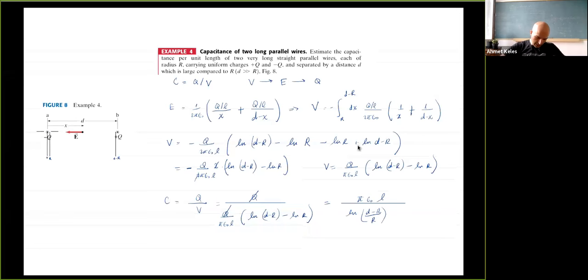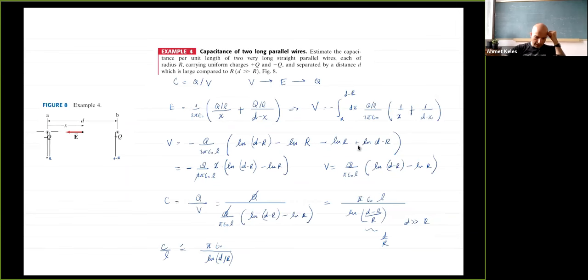But the question is asking for the capacitance per unit length. So C over L is the capacitance per unit length, and we'd also like to do the approximation D much bigger than R. Then this thing is approximately D over R. So C over L is approximately pi epsilon naught divided by ln of D over R. Okay? And that's the final result.